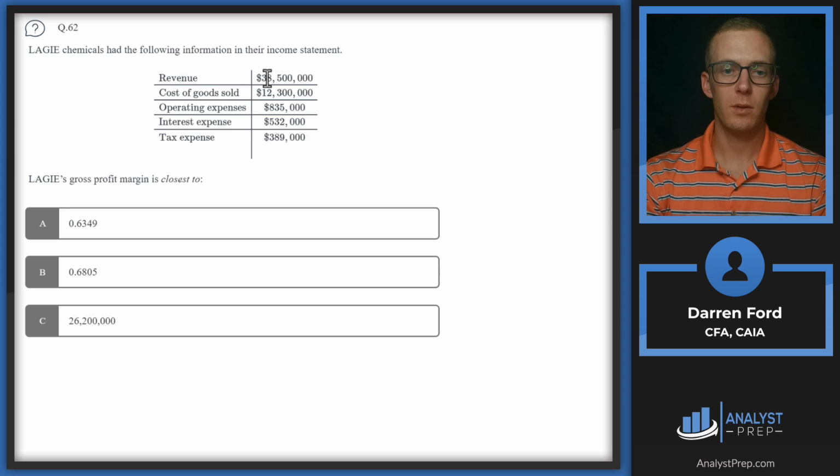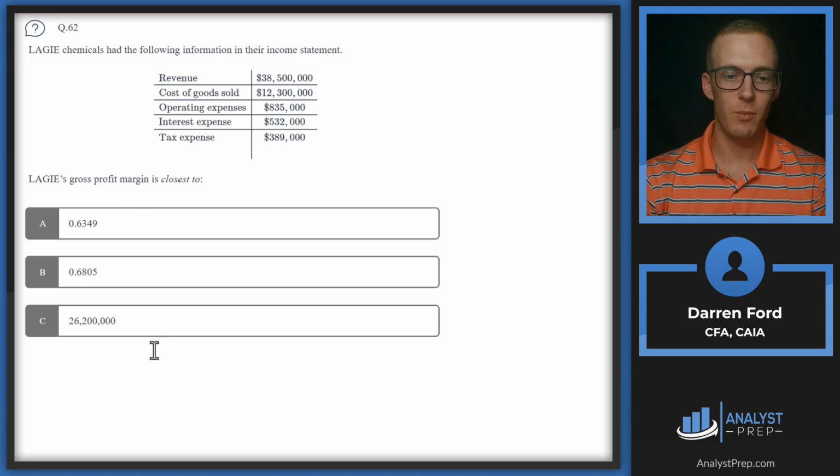Question 62. Lagey Chemicals had the following information in their income statement. We've got revenue, cost of goods sold, operating expenses, interest expense, and tax expense. Lagey's gross profit margin is closest to. So we've got two decimals, and then we've got a big number here, 26 million. So gross profit margin is going to be a ratio or percentage. So we can go ahead and cross off C right away.